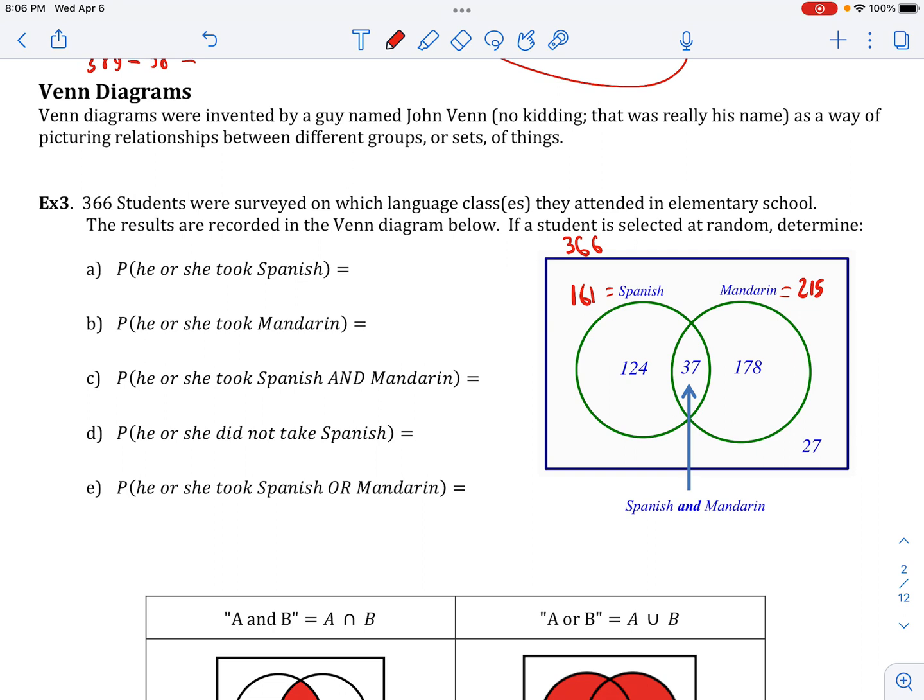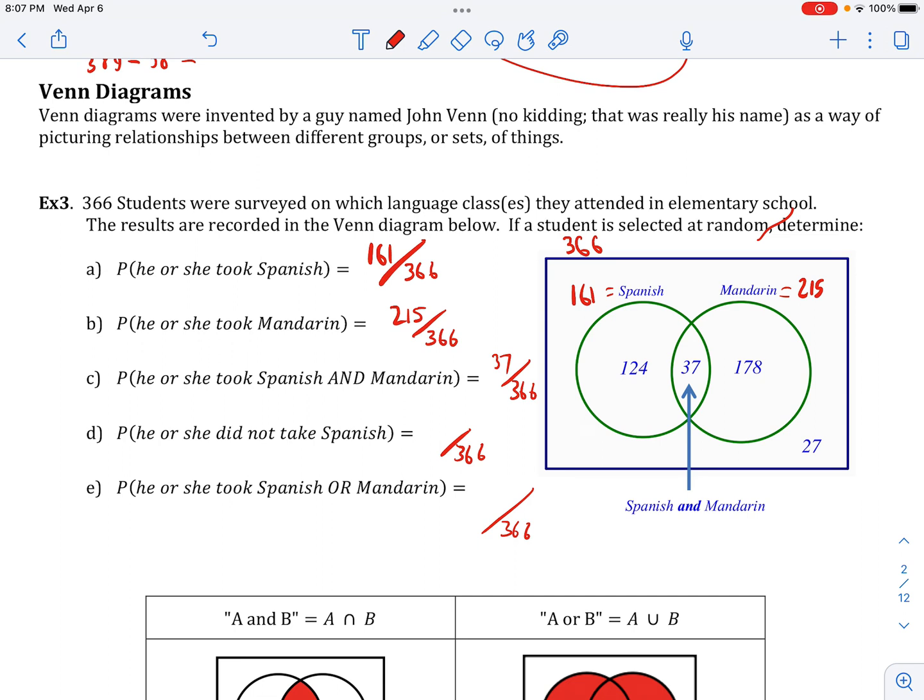I think that's helpful to have because, look at the first question. It's 161 out of... Oh, yeah, we didn't think about the denominator first. So if a student is selected at random, right there, I know these are all going to be out of 366 unless I get a crazy given. But I think these are all going to be 366. All right, he or she took Mandarin is 215, right, because that includes the 37. Spanish and Mandarin, well, that's actually given to us. That was 37.